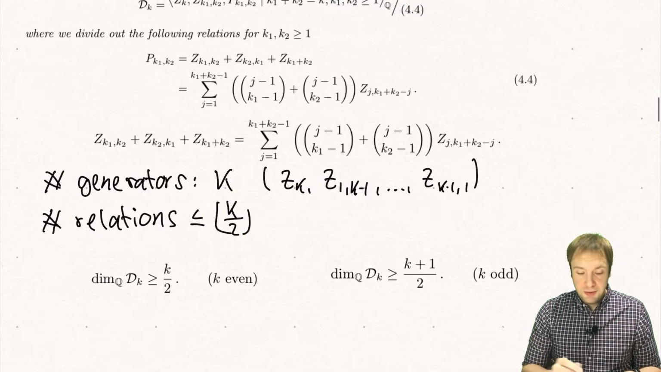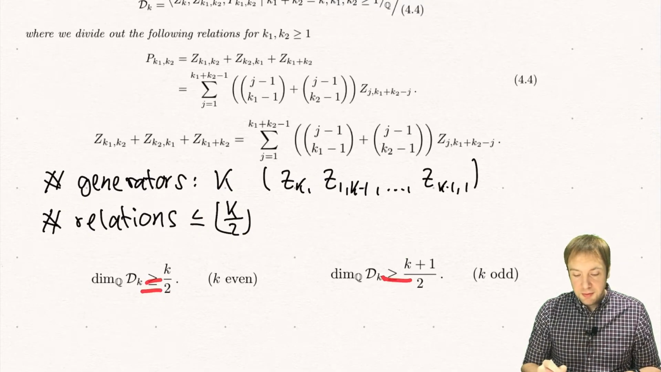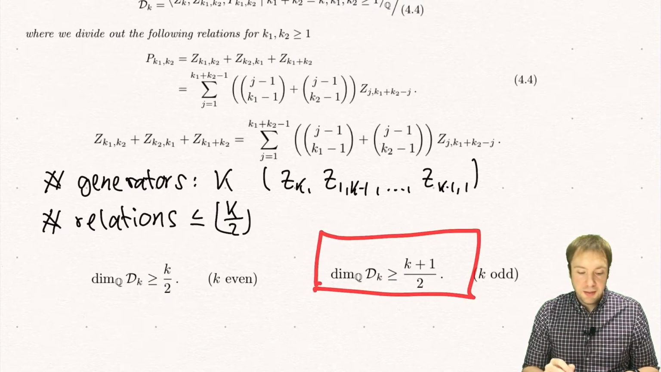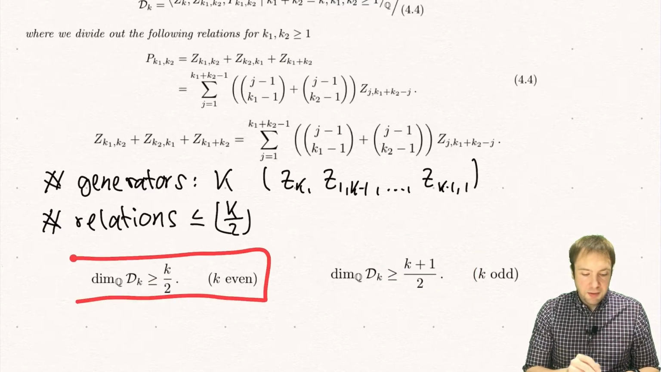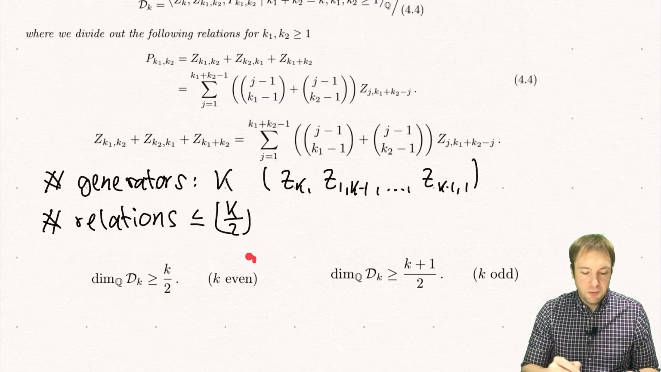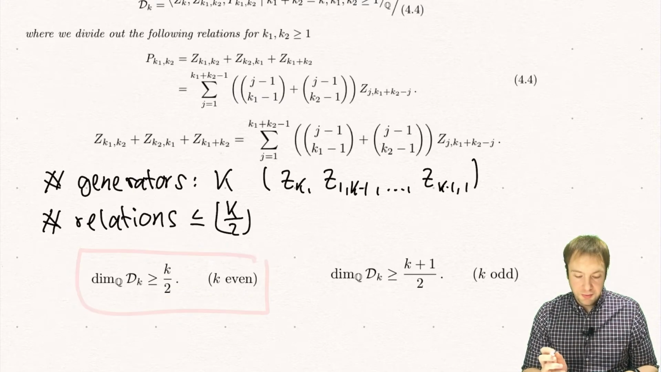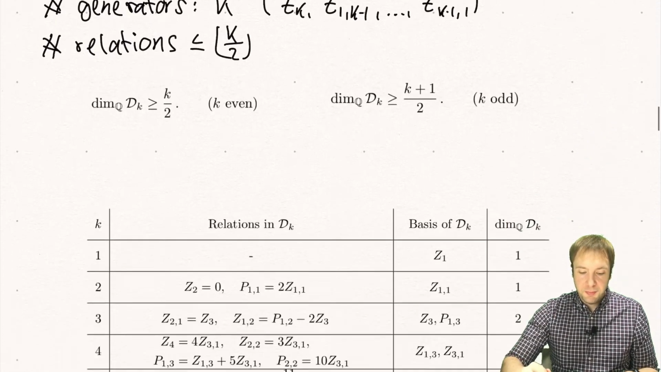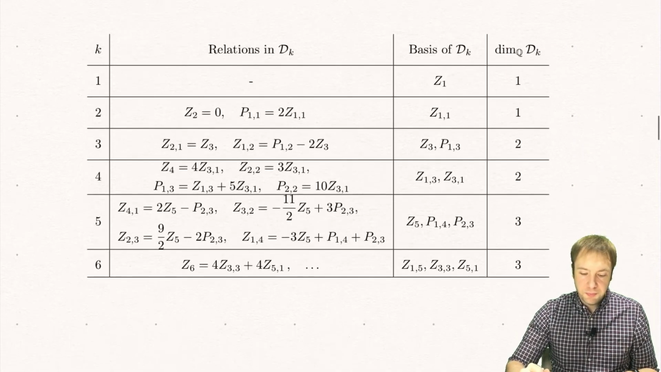But we will actually see that in both cases here we have equality, and this we will actually prove today for the odd case, and maybe next time we will prove it for the even weight case. Okay, but first let's look at this formal double zeta space in small weights.